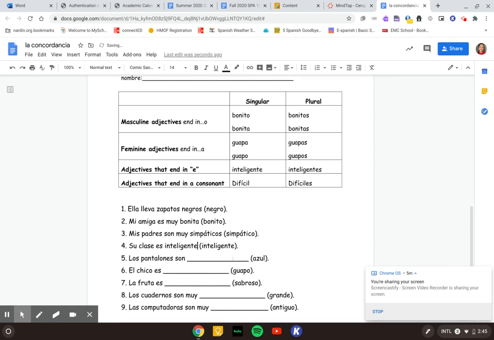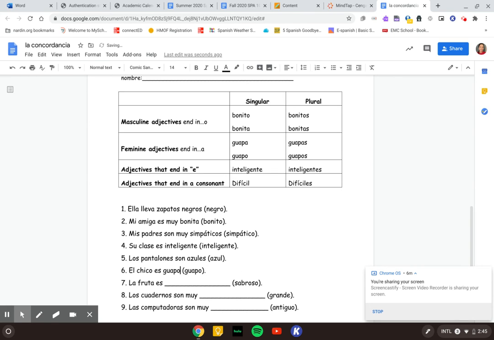So it's the same. Los pantalones son. So with azul, that's one of them that end in an l, like a consonant up here. We're going to have two forms, either azul or azules. Since pantalones is plural, then it's going to be azules. Los pantalones son azules. El chico es, the boy is. So our forms are going to be either guapo, guapos, guapa, or guapas. Since chico is masculine singular, it's going to stay guapo.